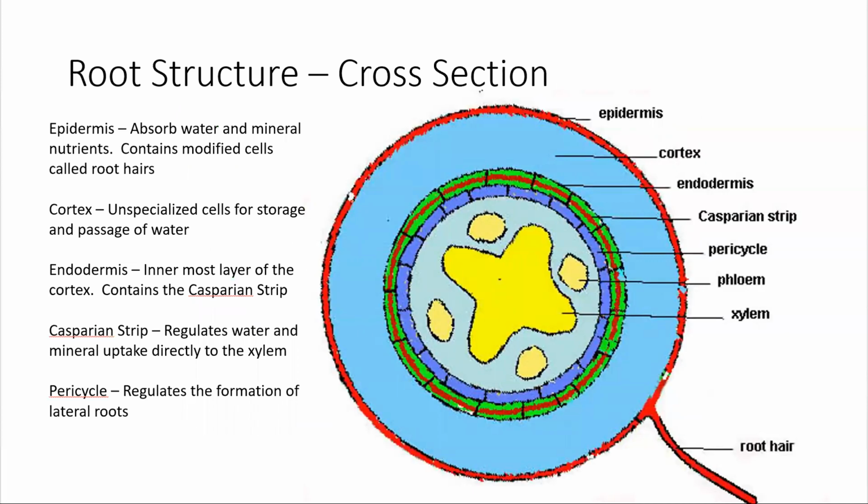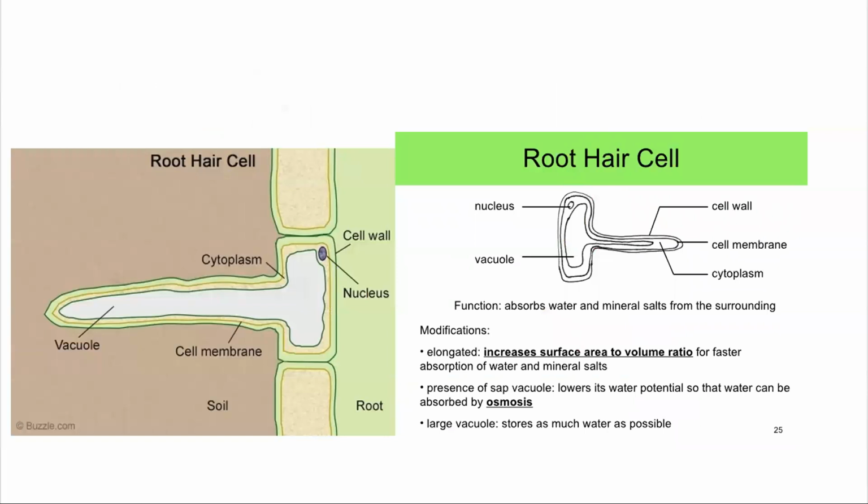Now, I mentioned root hairs. Root hair cells function to absorb water and mineral salts from the surrounding soil. It's a modified cell. It's a single cell, and the root hair itself is just a modified portion of the cell.